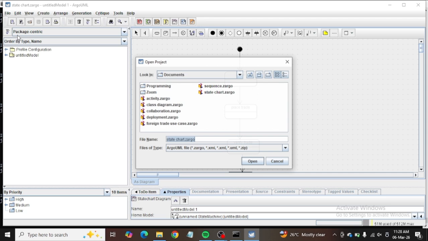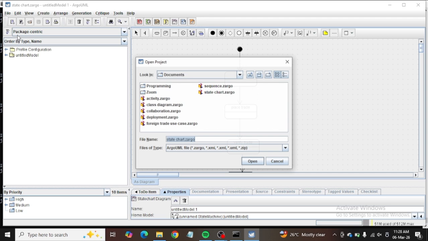In conclusion, these UML diagrams help to clearly understand the structure and the behavior of the foreign trading system. The collaboration diagram shows the interaction between system components, and the deployment diagram explains the physical architecture of the system. The sequence diagram shows the order of communication between the objects, and the state diagram describes the different states involved in the trading process.